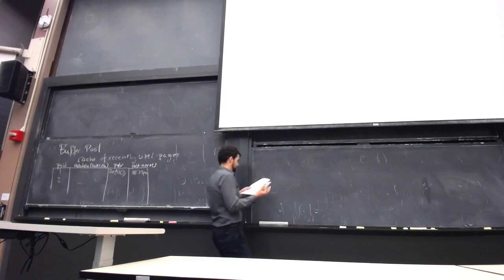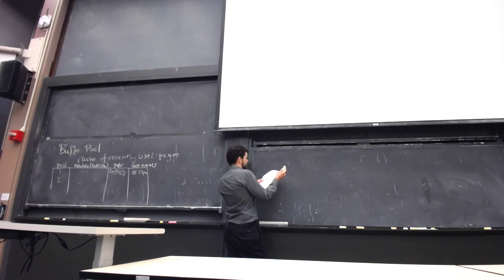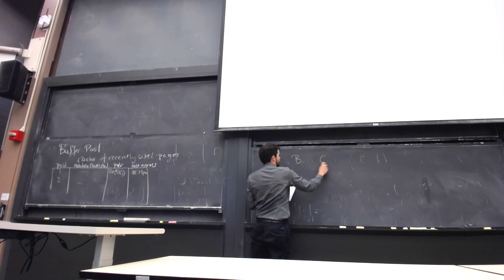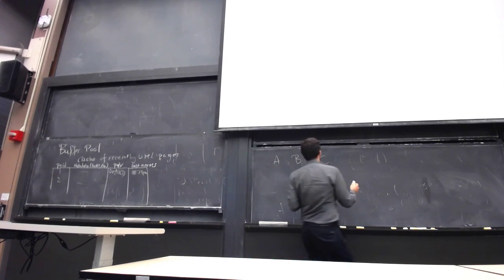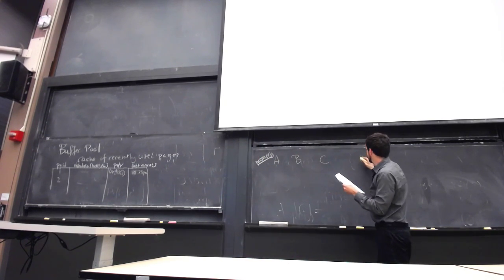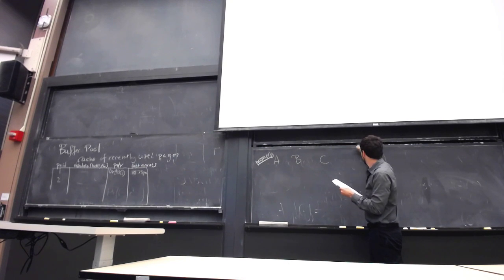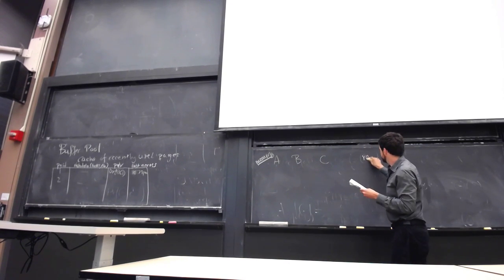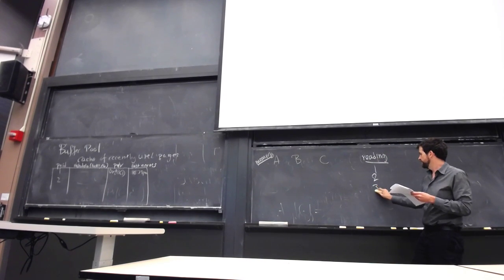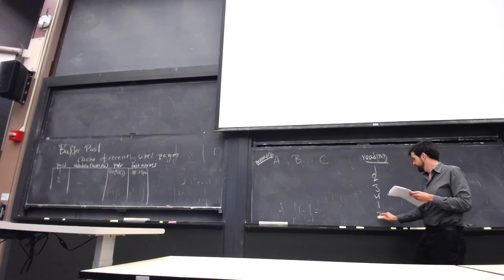So let's just see an example of this. Suppose I have 3 pages of cache, so my memory can hold 3 pages, A, B, C, and I have 4 pages that I'm reading. So I'm reading pages 1, 2, 3, 4 over and over again, in sequential order: 1, 2, 3, 4, 1, 2, and so on.